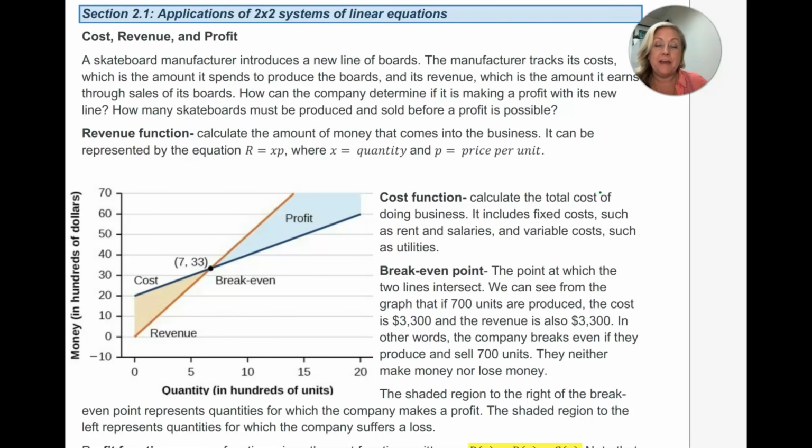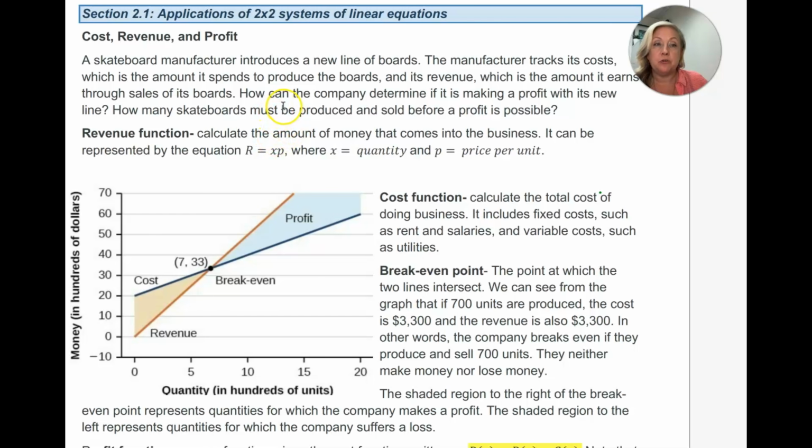Hello and welcome back. Today we're going to be talking about section 2.1, which is all about applications of systems of linear equations. So in 2.R we talked about how to solve them using the substitution and elimination method. Now we're going to take these and look at how we can apply that. So let's take an example here and just look at what we have on this.